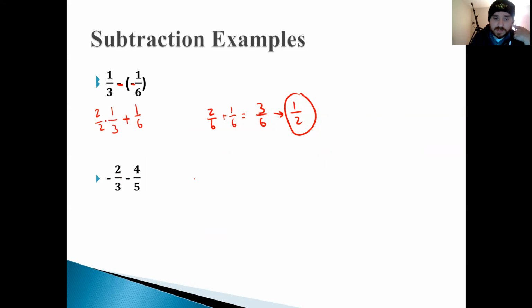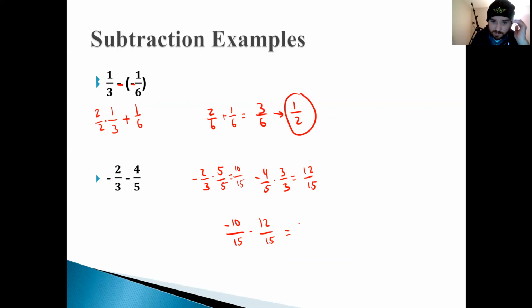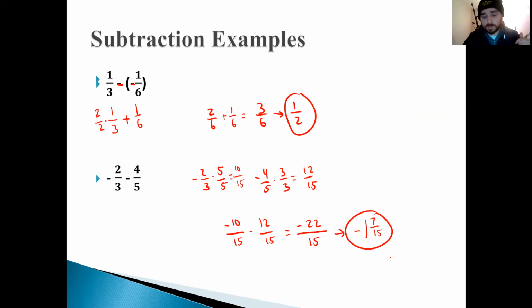So again, we'll want to find our least common denominator. To do that, we need to go to 15. So this needs to be multiplied by 5 over 5. The -4/5 needs to be multiplied by 3 over 3. This one will give us 10 over 15. It's still going to be negative. This one is going to be 12 over 15. So we'll have -10 over 15 minus 12 over 15. -10 minus +12 is going to be -22 over 15. Again, we could just leave our answer like this, but that will go to -1 and 7/15. So that's rewriting it into mixed number form.